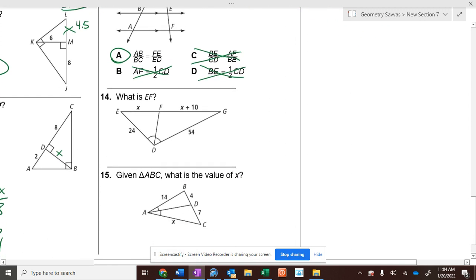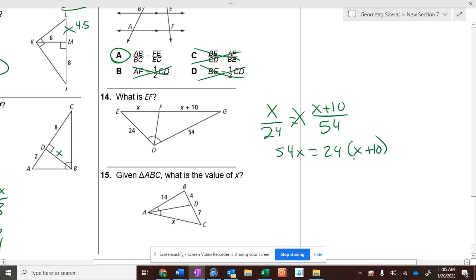Okay, 14. How do we set up the proportion? x over 24 equals x plus 10 over 54. Cross multiply. 54x equals 24 times x plus 10. We distribute. 54x equals 24x plus 240. Subtract 24x. 30x equals 240. So x equals 8.